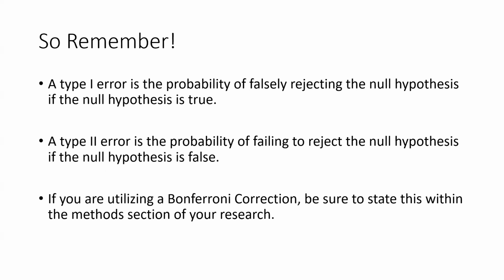So a couple of things to remember if you made it to the end. A type 1 error is the probability of falsely rejecting the null hypothesis if the null hypothesis is true. A type 2 error is the probability of failing to reject the null hypothesis if the null hypothesis is false. If you are utilizing a Bonferroni correction, be sure to state this within the methods section of your research.